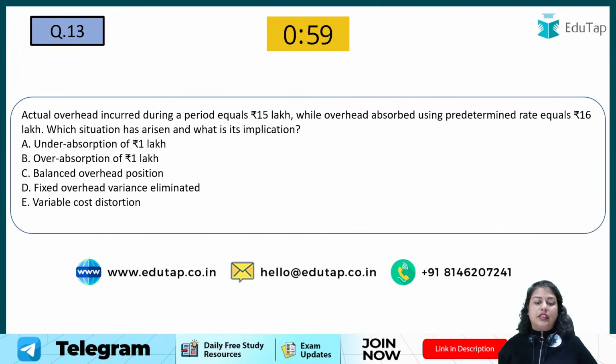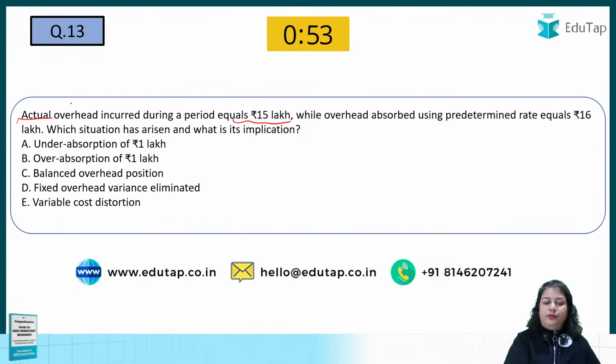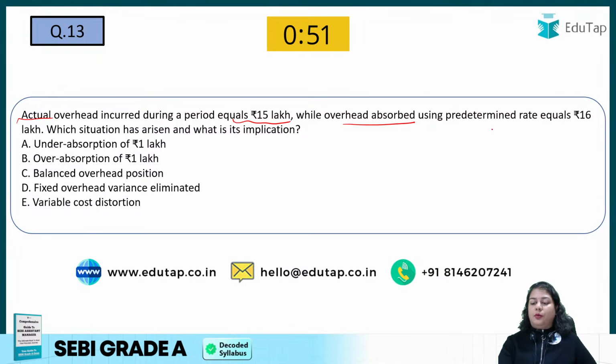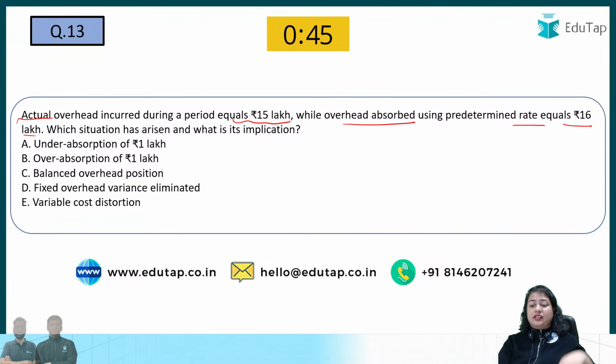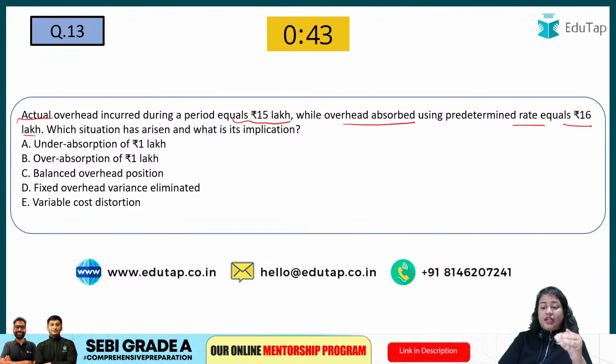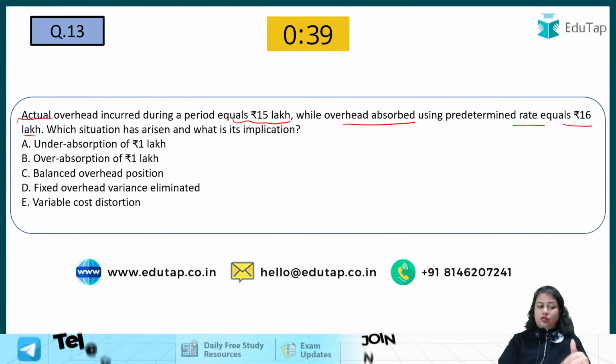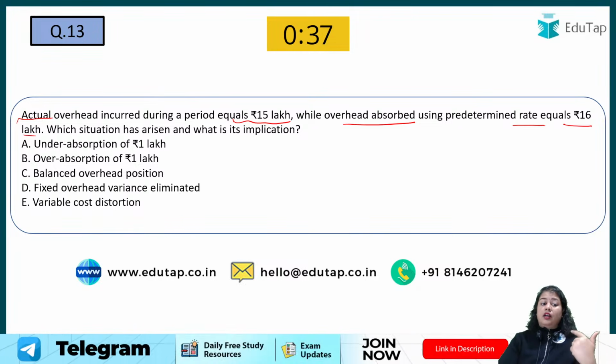Next, question number 13. Actual overhead incurred during a period equals 15 lakh. This is the actual. While the overhead absorbed using predetermined rate equals 16 lakh. So that means the overhead that we have absorbed is 16 lakh, but the actual is less. So what have we done? We have done under absorption or over absorption. Only these two are confusing. Other options are basically the balanced overhead position.